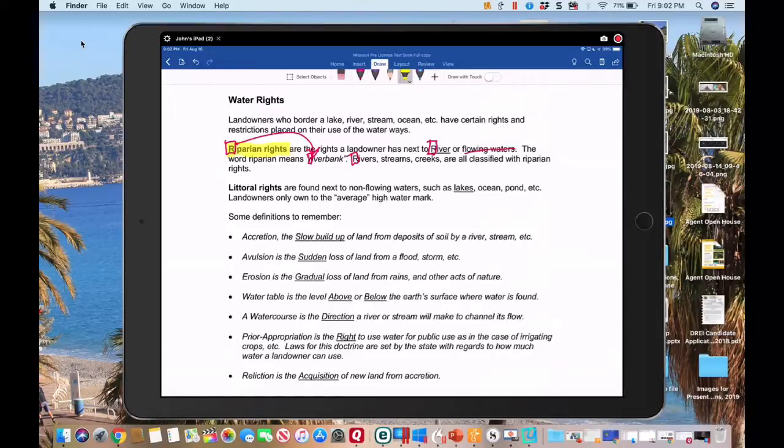Now, look at this. The littoral rights, same thing. We have an L for lake and an L for littoral rights. I hope I'm pronouncing that correctly.